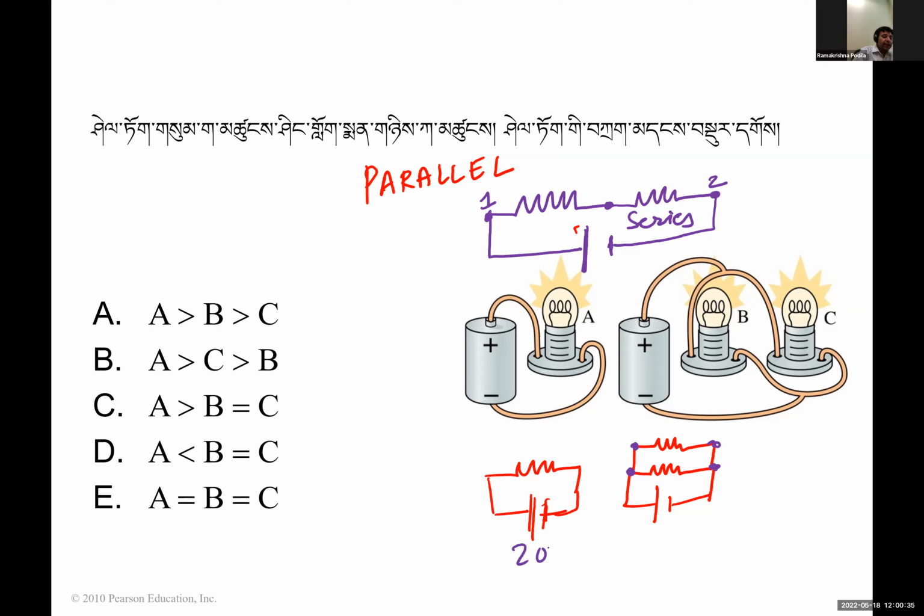So if this battery has 20 volts, this resistance also would have 20 volts. But if this battery has 20 volts, what would be the voltage across the two resistors in parallel?